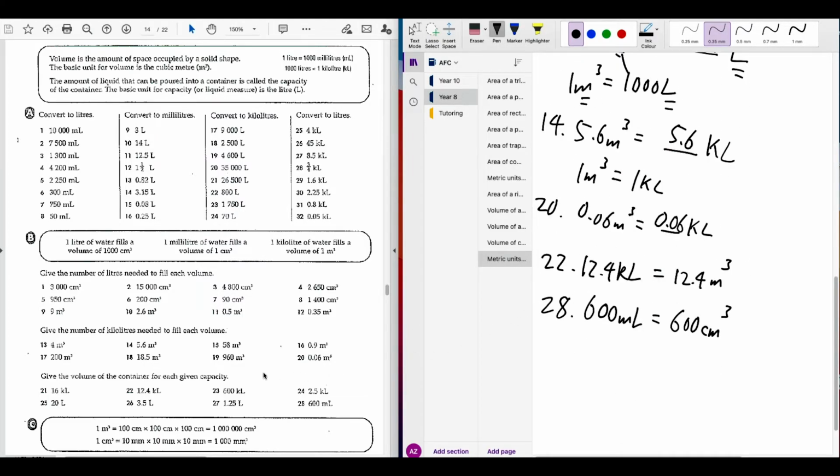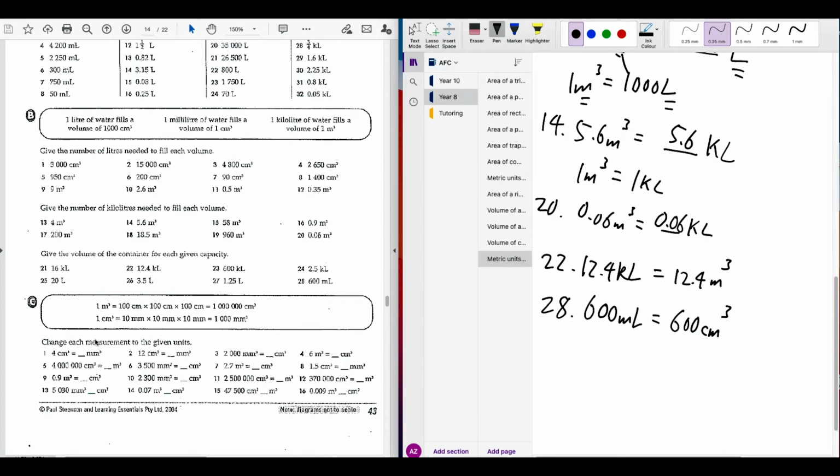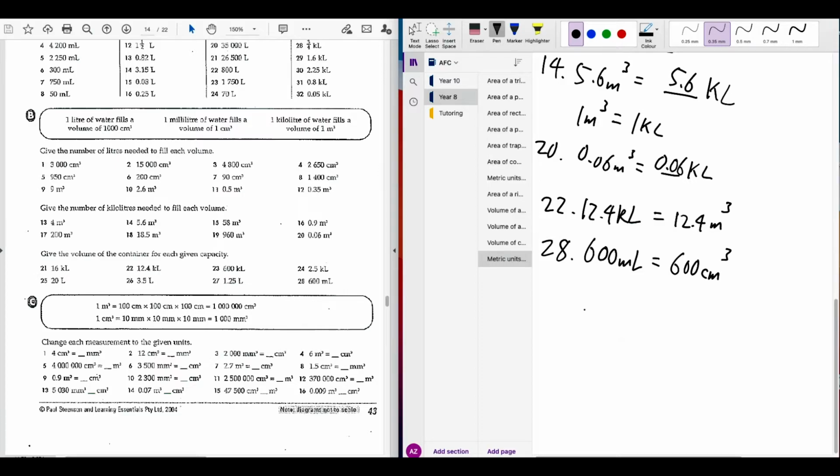All right. Let's take a look at section C. Section C is going to be the hard section, so I suggest you pay a lot of attention. Now, here is basically metric units converting between volumes. So, as you still remember from the past, you know that 1 meter squared is equal to what?